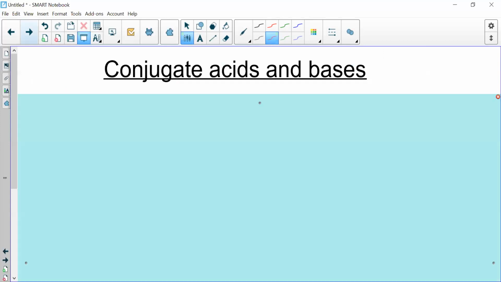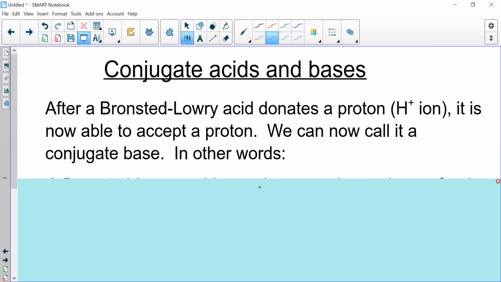This leads us into the concept of a conjugate acid and conjugate base. Basically, an acid can become a base after it does what acids do, which is donate a proton. After a Bronsted-Lowry acid donates a proton or H plus ion, it is now able to accept a proton. Think of it like you're holding a beach ball, and that beach ball is like your extra H plus ion. You can toss it to your friend, and that represents you being an acid. You're giving away an H plus. Well, what's in your hands now? Nothing. It's almost like there's a hole that can be filled. So your friend can now pass that beach ball back to you, turning you into a base.